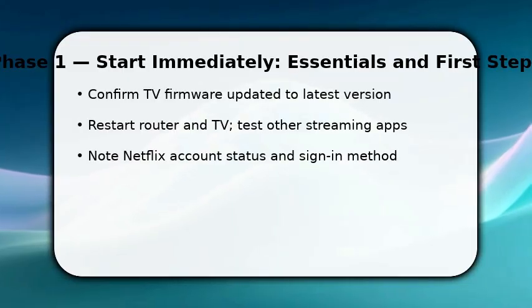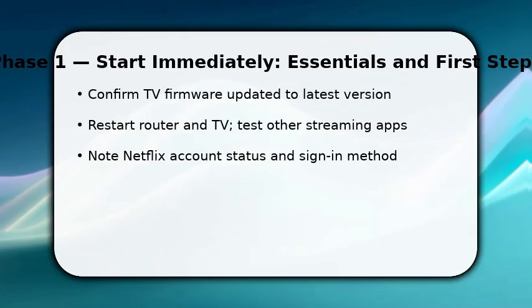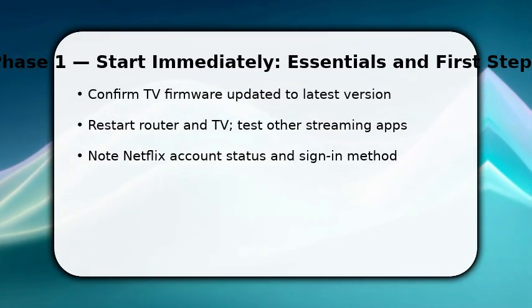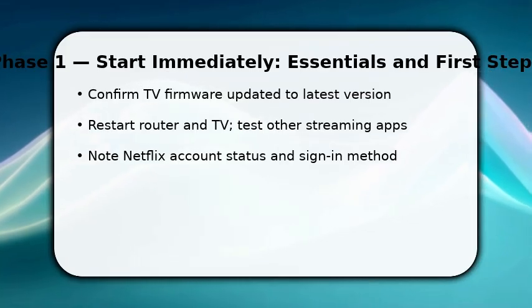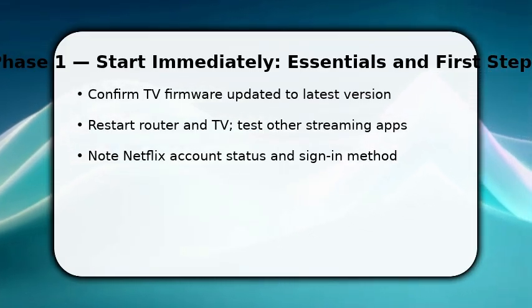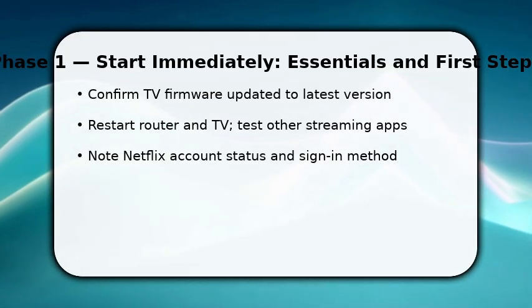You start by checking essentials. Confirm your TV firmware is updated, because outdated system software often breaks app behavior. Once done, restart both router and TV to clear temporary network and memory issues, and then open another streaming app to verify internet access. Make sure you're signed into the correct Netflix account, since authentication errors look like playback failures.